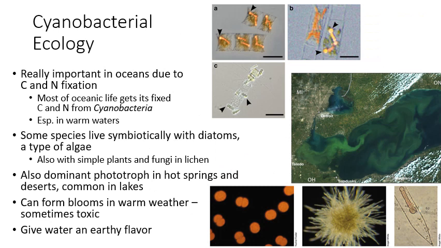So cyanobacteria like to live in water, especially warm water. They're very common in the ocean, also in other bodies of water. And they're very important in the ocean because of their ability to fix carbon and nitrogen. Actually, most life forms that live in the ocean are going to be getting their fixed carbon and nitrogen from cyanobacteria ultimately, not necessarily directly from cyanobacteria. Some of those things will eat cyanobacteria and get the carbon and nitrogen. But some things are going to eat the things that eat the cyanobacteria. So all of this fixed carbon and nitrogen that the cyanobacteria are producing is going to filter up through the food chain to all organisms in the ocean.